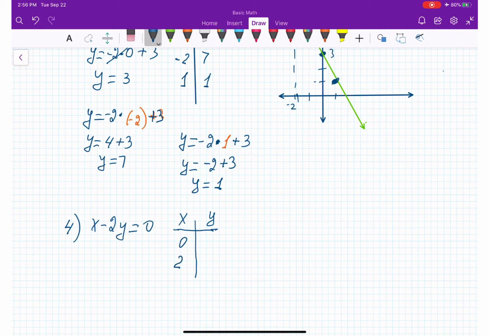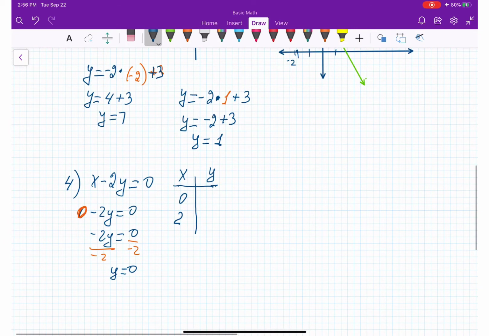All right, let's see, x is equal 0. How much will it be? 0. This is 0. Minus 2y equals 0. That means negative 2y equals 0. And divided by negative 2, y is equal 0. Yes? So that means when x is equal 0, y is also 0 for this equation.